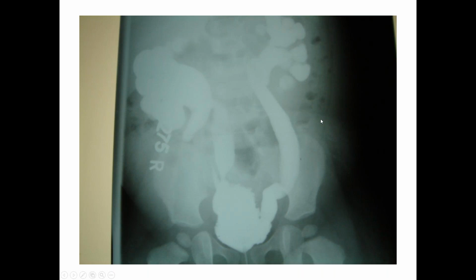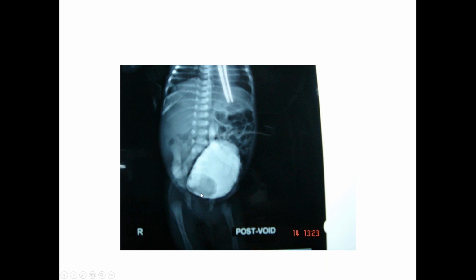So this is how an MCUG would be helpful to us in identifying the lower tract abnormalities. This is another MCUG. This is from a baby who came with an episode of UTI and sepsis, and you can see that there is a ureterocele inside the bladder. And besides a large bladder and a ureterocele, you can also see the refluxing urine into the ureter. So many of these structural abnormalities can be identified doing an MCUG.